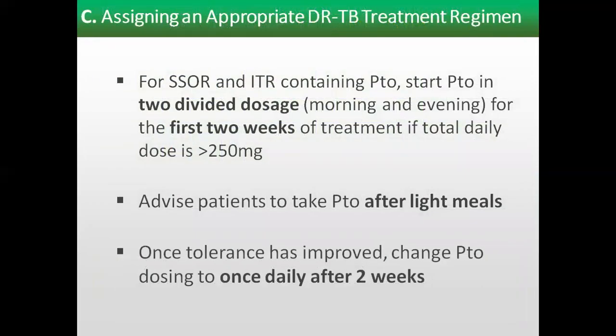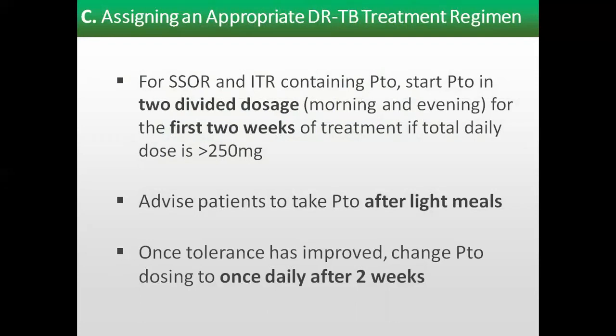Ayan. So, for SSOR and our ITR, Individualized Treatment Regimen, containing prothionamide, we can start prothionamide in 2 divided dosage. So, pwedeng morning and evening muna siya for the first 2 weeks of treatment. If total daily dose is more than 250 milligrams. Kasi may mga patients na hindi nila ma-tolerate yung prothionamide kasi isa sa mga side effects of prothionamide is nausea and vomiting. So may mga patients na hindi kaagad nila ma-tolerate, lalo na if more than 250 milligrams, mataas ang dose.